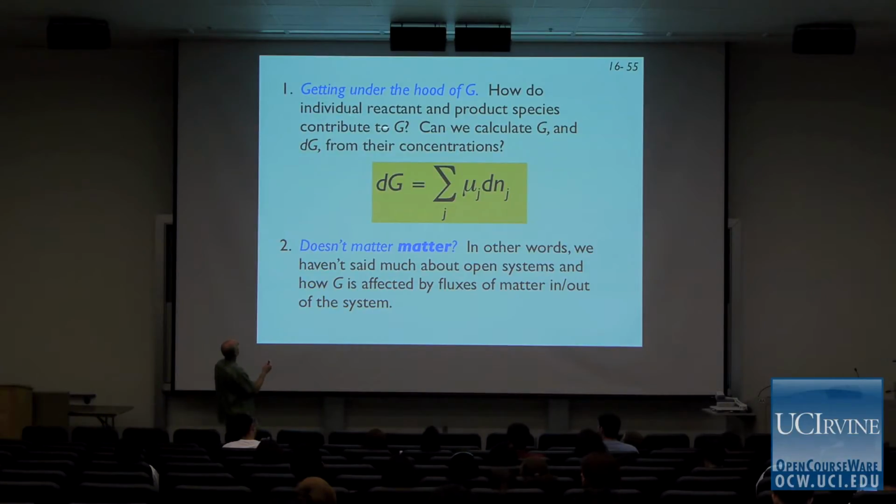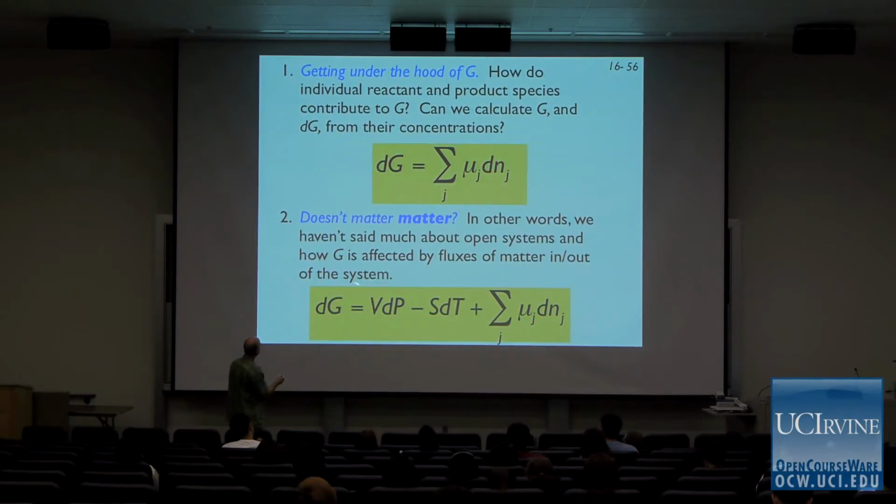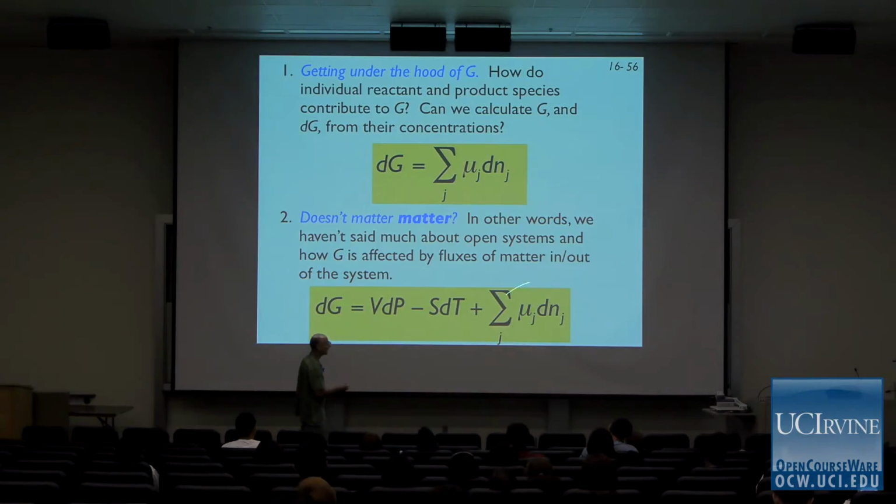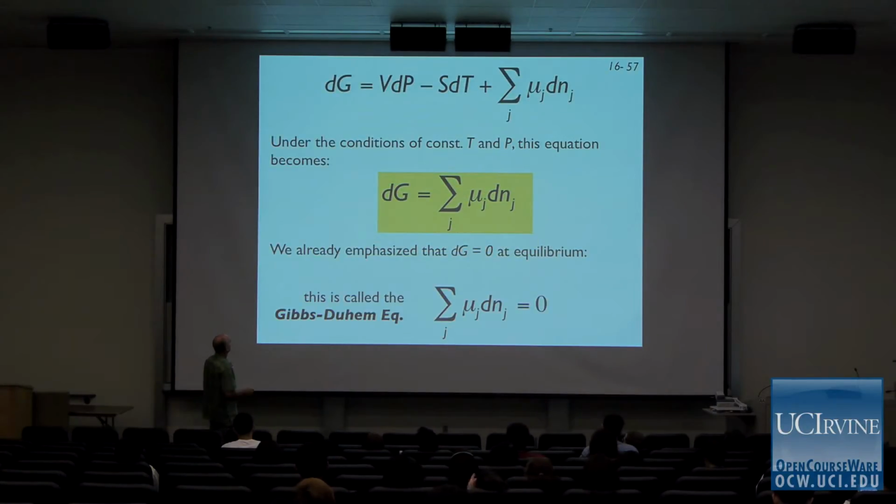So we asked, can we calculate G and dG from the concentrations of individual chemical species? That's what we're doing here. And can we compensate for the addition and subtraction of material from the system in terms of understanding what happens to G? Yes, we just have to include this term right here. We can figure out if G is getting larger or smaller based on whether we're adding or subtracting material from the system, if we know what the chemical potential is.